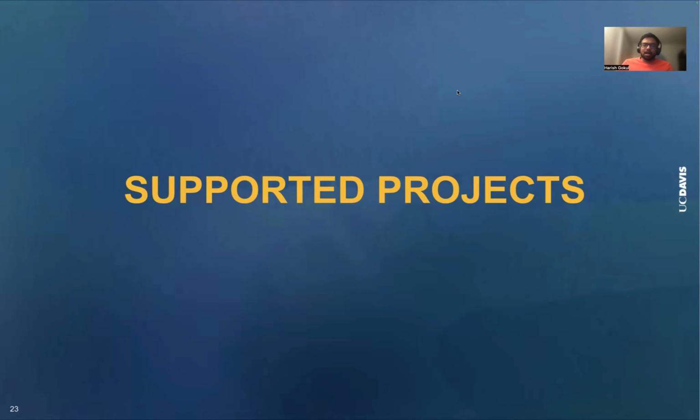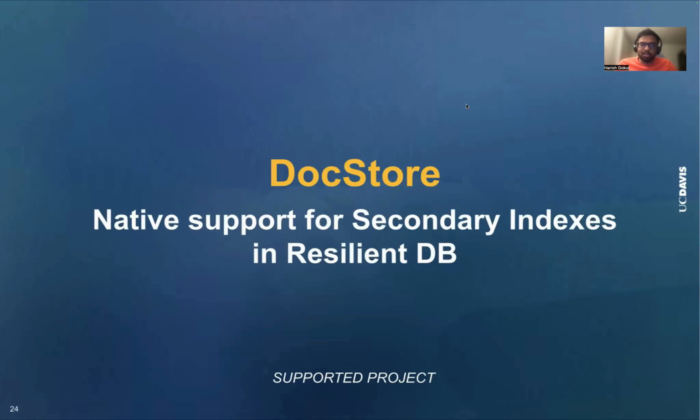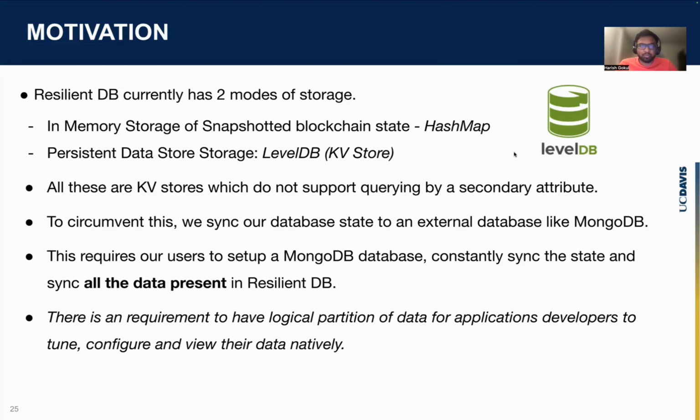All right. I would also like to share some supported projects or some extra work which I've done. The first one is DocStore, which adds native support for secondary indexes in ResilientDB. The motivation for this project is that ResilientDB had two modes of storage: an in-memory storage of snapshotted blockchain state as a hash map, an unordered map in C++, and a persistent data store, which is LevelDB, a key value store.